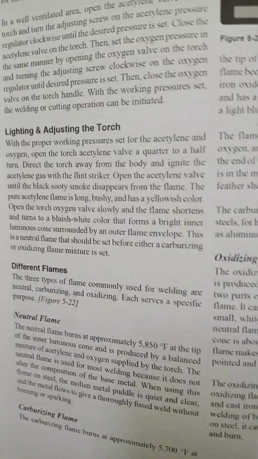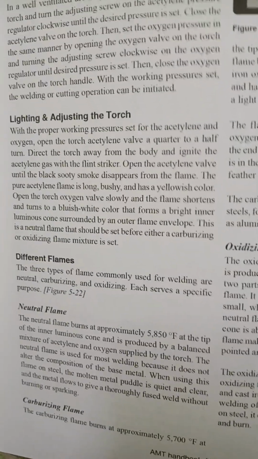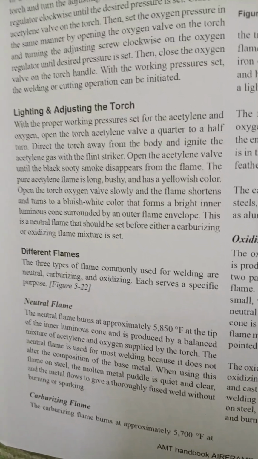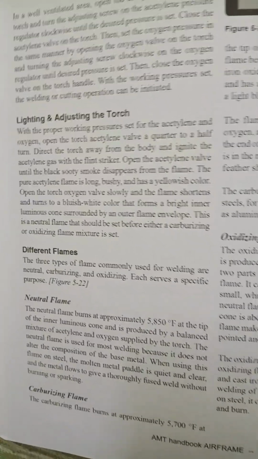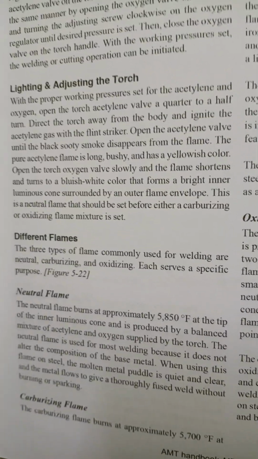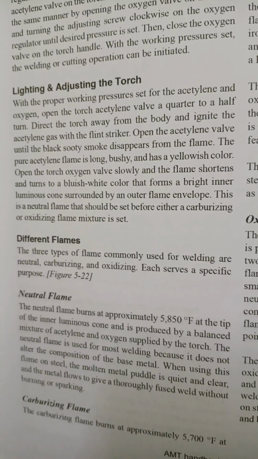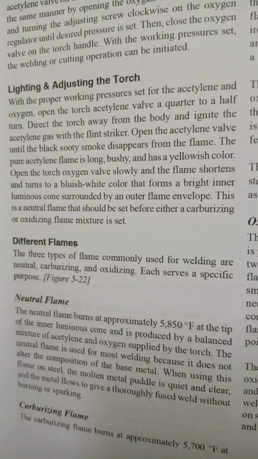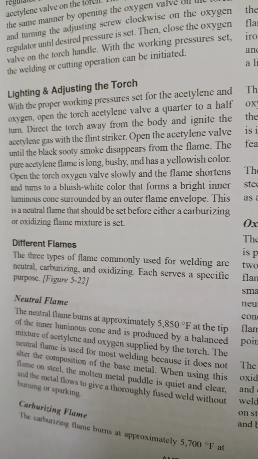Different types of flame. The three types of flame commonly used for welding are neutral, carburizing, and oxidizing. Each serves a specific purpose. Neutral flame. The neutral flame burns at approximately 5850 Fahrenheit at the tip of the inner luminous cone and is produced by a balanced mixture of acetylene and oxygen supplied by the torch.